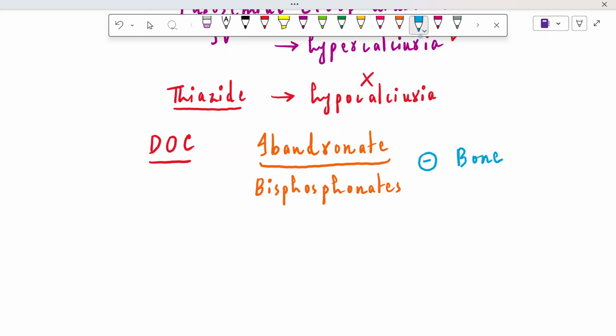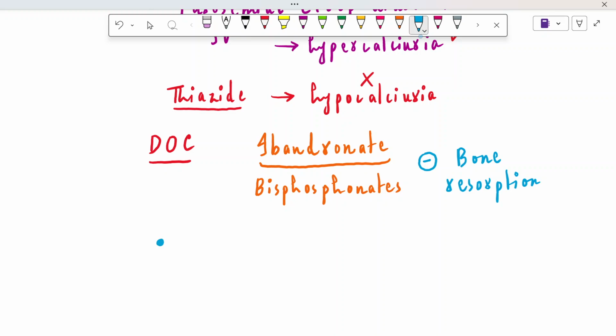Inhibiting bone resorption means that they do not allow the bone to be resorbed, and they do not allow the calcium to be released from the bone into the blood. In this condition, they are preventing hypercalcemia, or in other words, they are treating hypercalcemic conditions. They inhibit bone resorption and reduce calcium release into the blood.